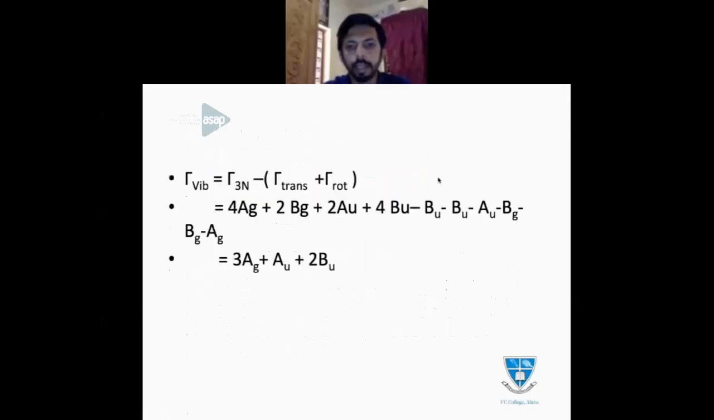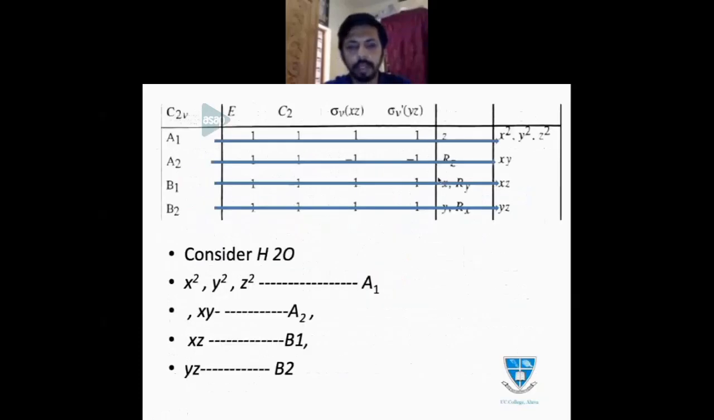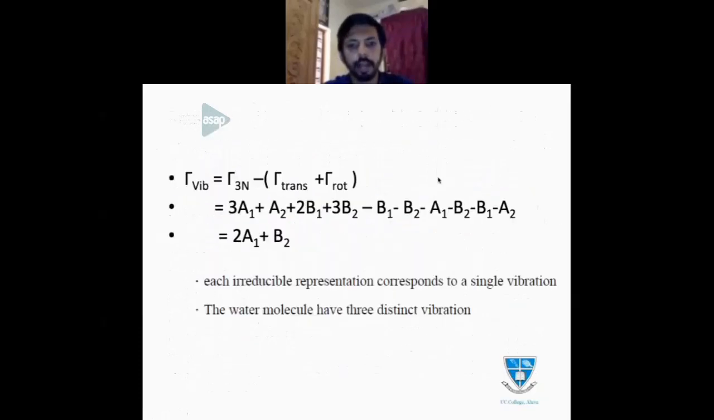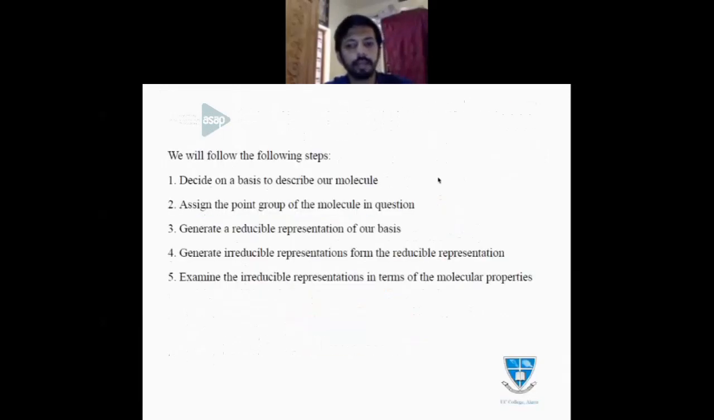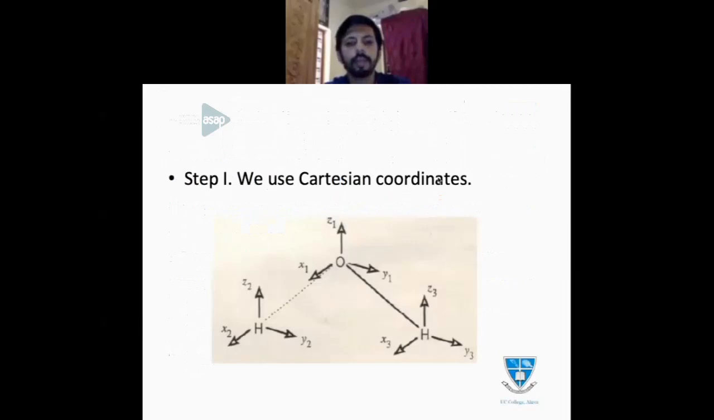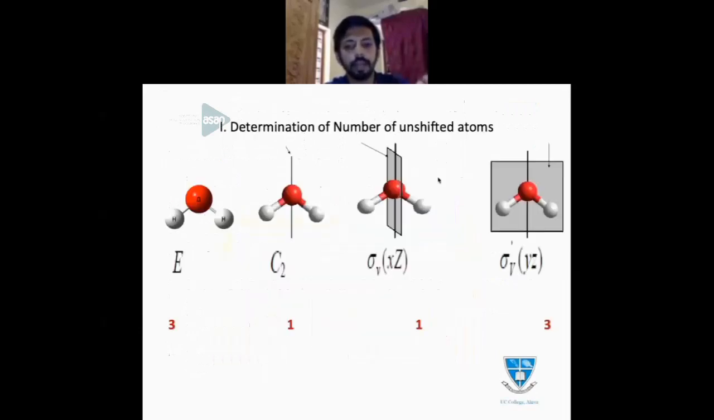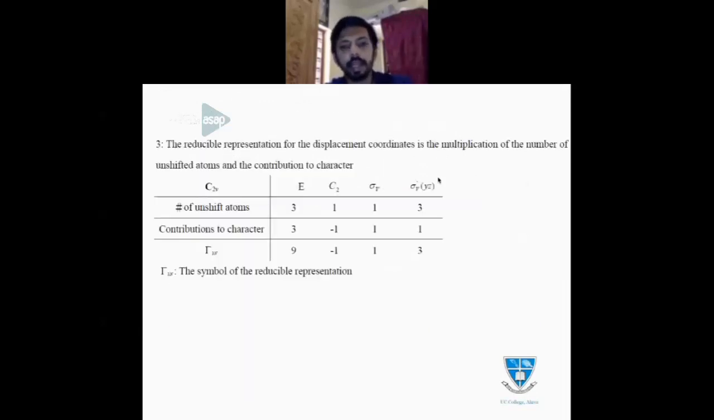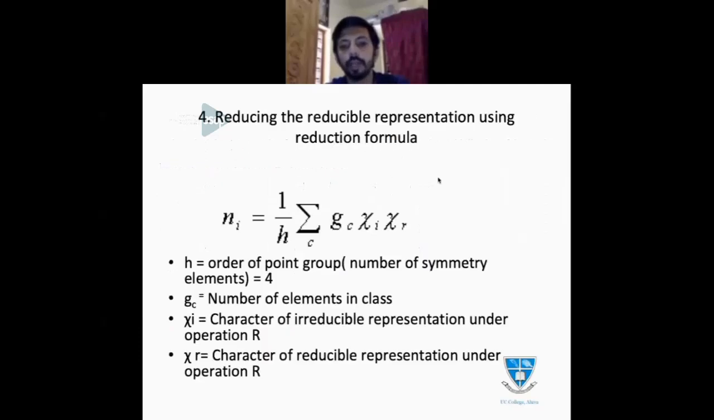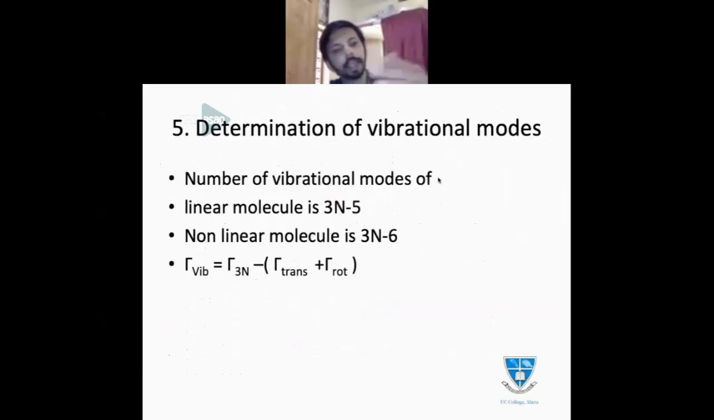So let's wind up this session. We started with the Cartesian coordinate method for the water molecule. We put the Cartesian coordinates on the water molecule and determined the point group. Then we generated a reducible representation, and this reducible representation is reduced using the reduction formula, and we obtained the number of each irreducible representation.